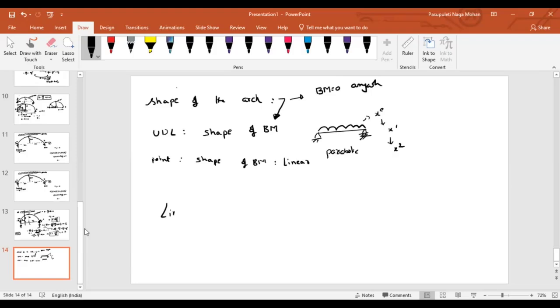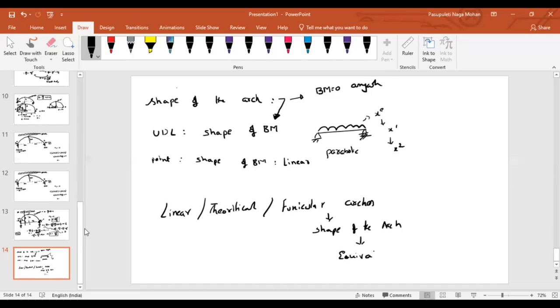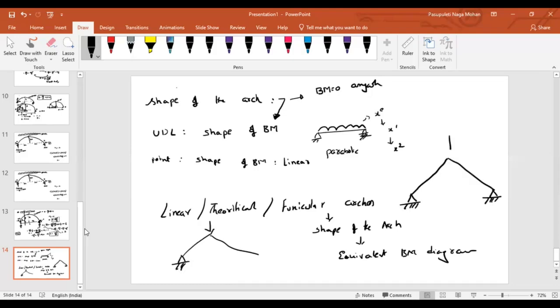These types of arches are generally called linear, theoretical or funicular arches. That means the shape of the arch is in the form of the equivalent bending moment diagram. Imagine the arch is constructed like this, with load P.